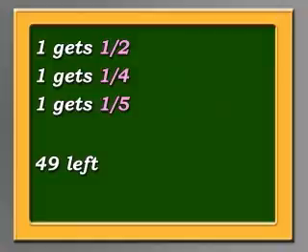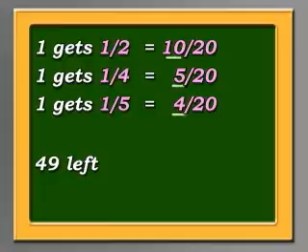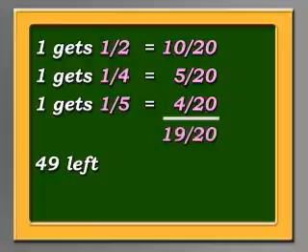1/2 is the same as 10 20ths. 1/4 is the same as 5 20ths. And 1/5 is the same as 4 20ths. So we have 10, 5 and 4. That makes 19 20ths. And what's left over? 1/20th. So 49 stamps is the same as 1/20th.